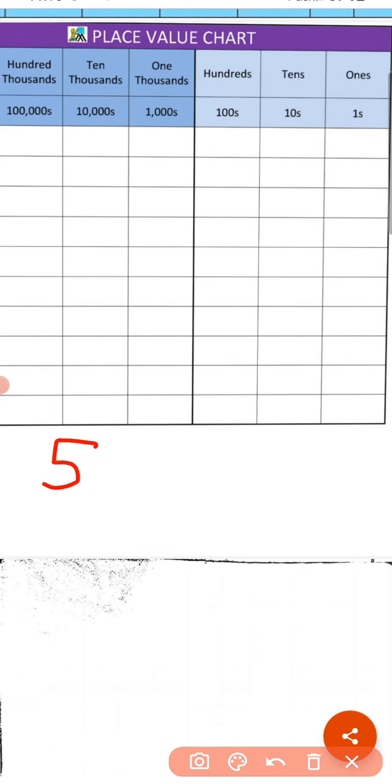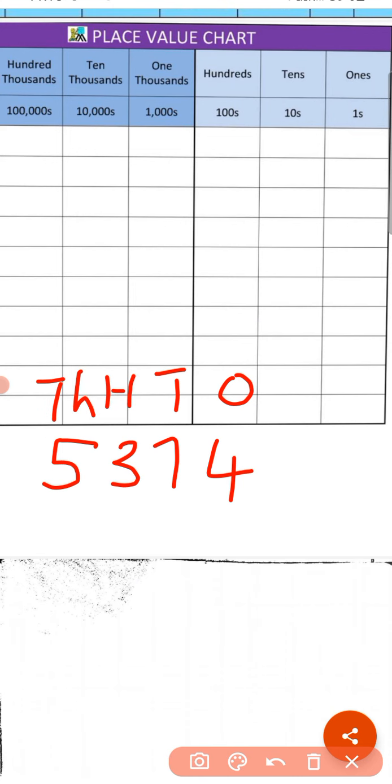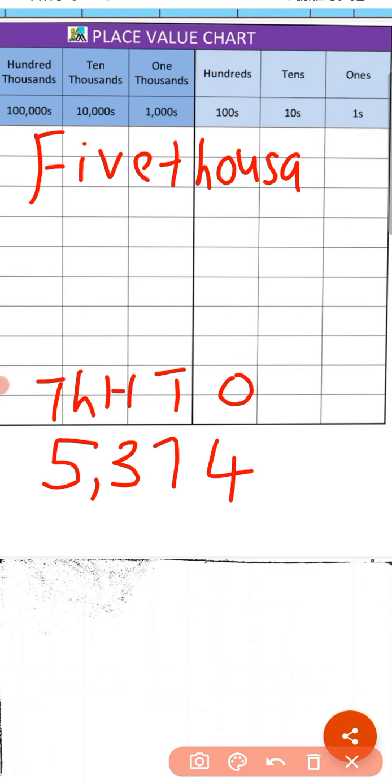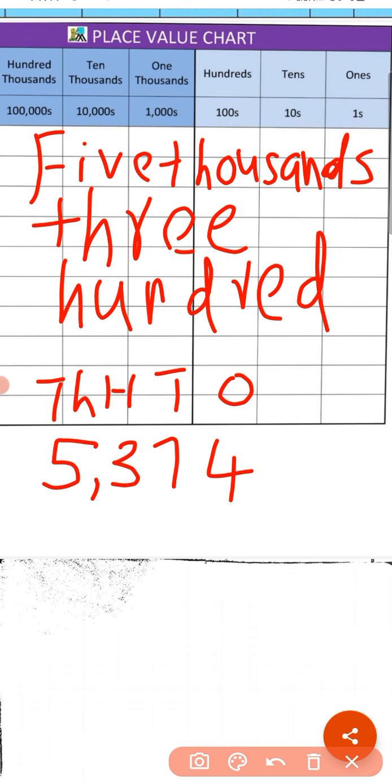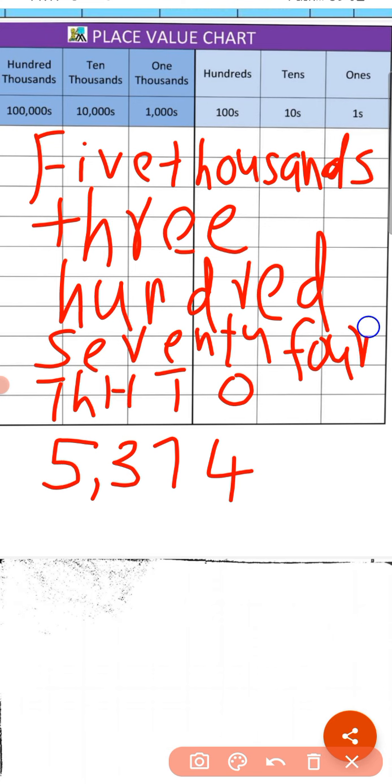Children, I'll show you more examples. This is a 4 digit number. Here the places are ones, tens, hundreds, thousands. Okay. Start from left to right. After thousands, put a comma. So read it as 5,374. Okay. We can read it as 5 thousand 374 or 5,374. Both are correct, children.